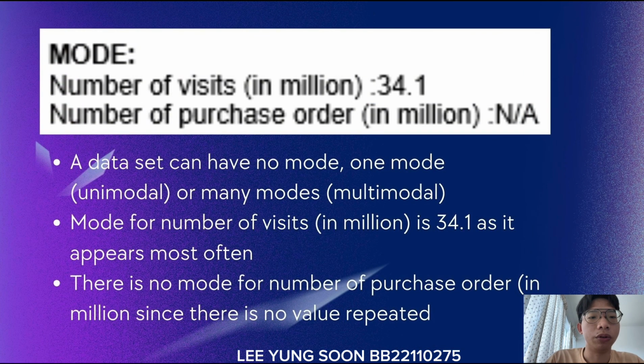Last but not least is the mode. The mode is another measure of central location: the most frequently occurring value in a data set, also used to summarize qualitative data. A data set can have no mode, one mode, which is namely unimodal, or many modes, so-called multimodal. Based on the question, the mode for the number of visits in million is 34.1, since the value appears most often. In addition, for the purchase orders in million, there is no mode, as there is no repeated value.